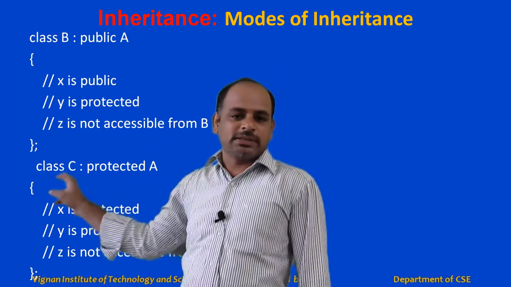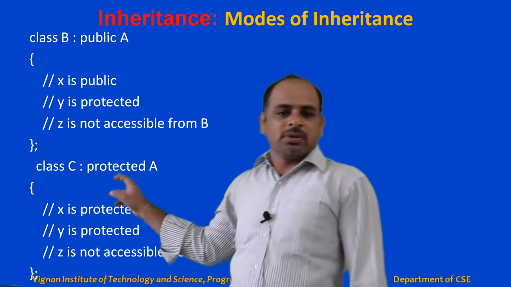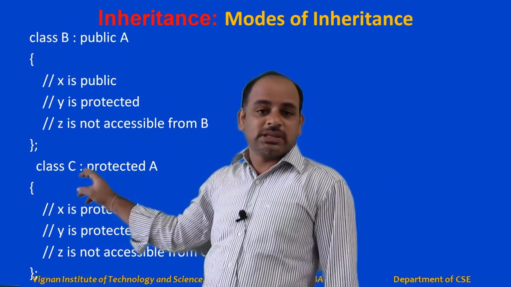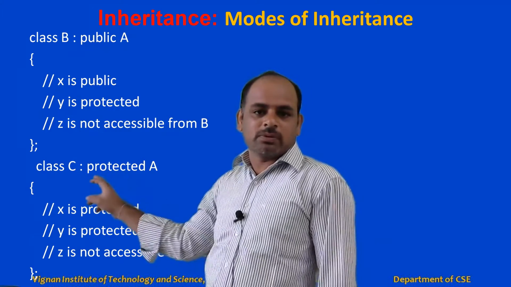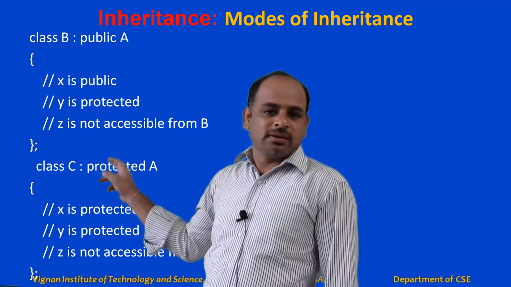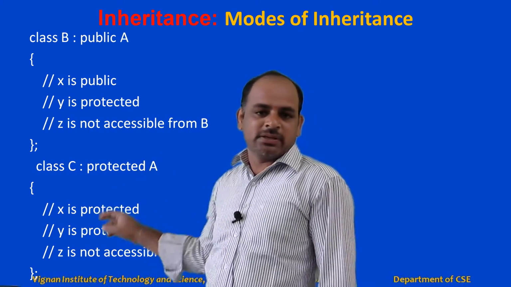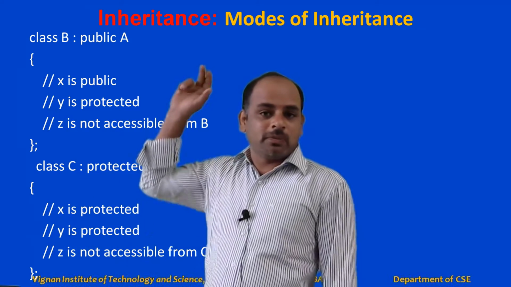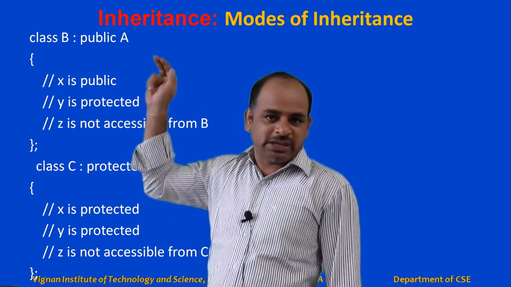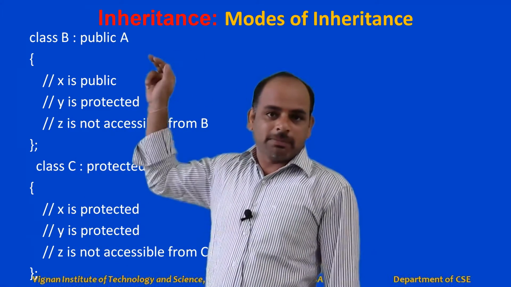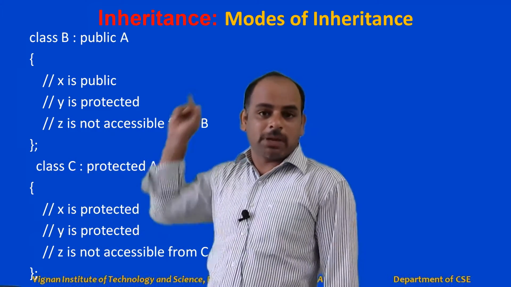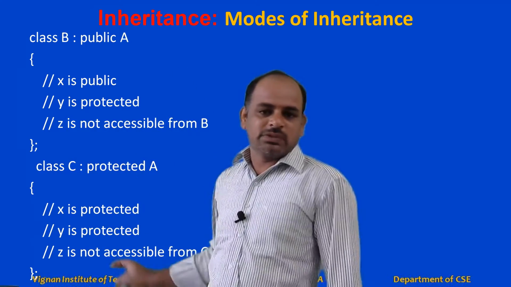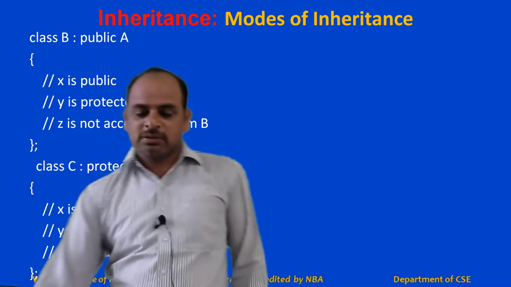And similarly class C. Class C is inherited from class A in which mode? Protected mode. When it is inherited in protected mode from class A, X is the public member of the base class A, and Y is the protected member. So both become protected, but Z is a private member of class A, which is not accessible here, right?